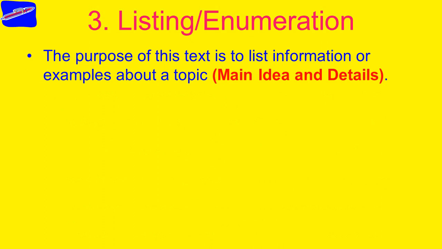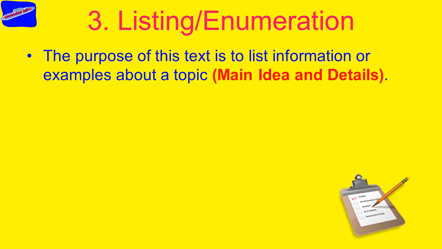Our third type of internal text structure is called listing or enumeration. The purpose of something written using this internal text structure is to list information or examples about a topic, and is commonly referred to as main idea and details. In other words, it gives us a main idea and then gives us details related to that main idea.